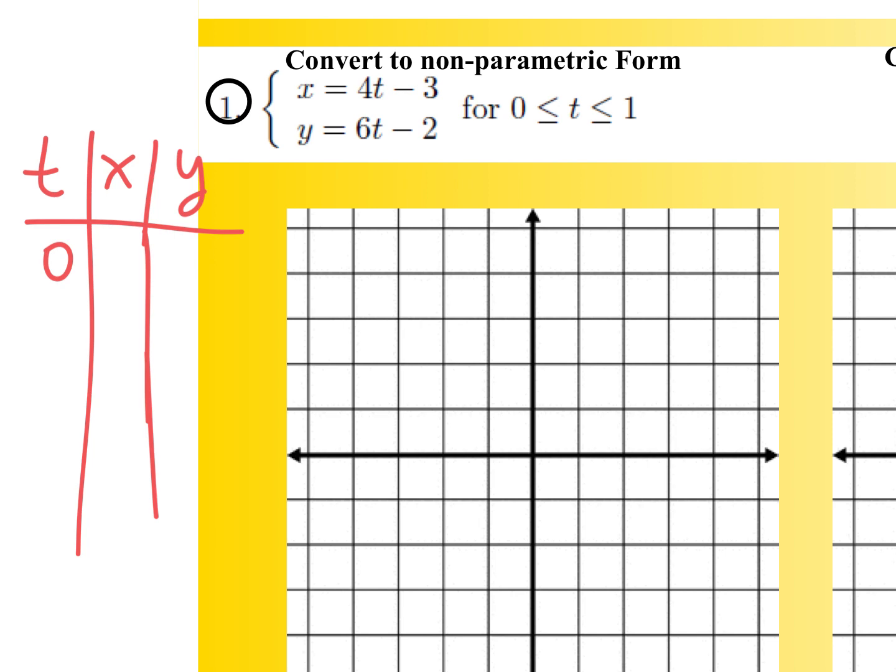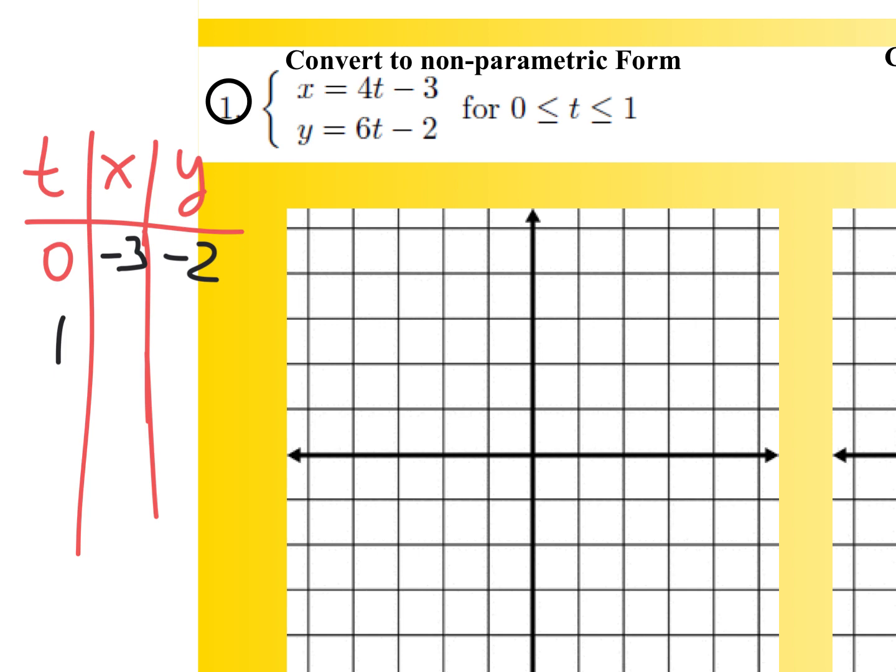Ariana, what did you get when you stick in T equals 0? X is -3. Y is -2. Okay. And this one's kind of weird because it starts at 0 and it ends at 1. So all you have to do is those two, and then you graph the whole thing.